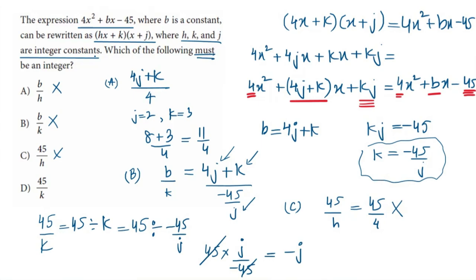Well, what do you think so? If j is an integer, then negative j will definitely be an integer. So D is the correct answer.